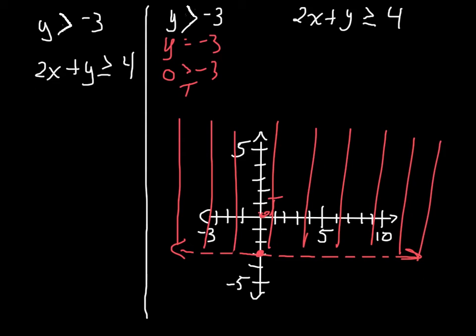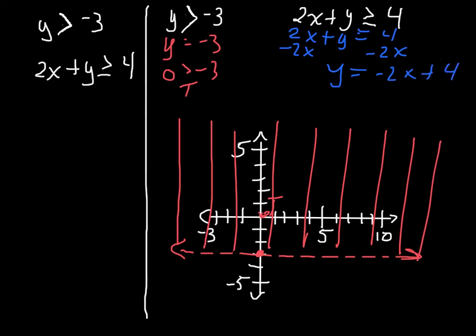Now I need to do the same thing over here for this one, and the first thing I'm going to do is change this to an equal sign. So I have 2x plus y is equal to 4. I'm going to subtract 2x from both sides to make it into y equals mx plus b. Let me erase all that junk and try that again. Y equals -2x plus 4.